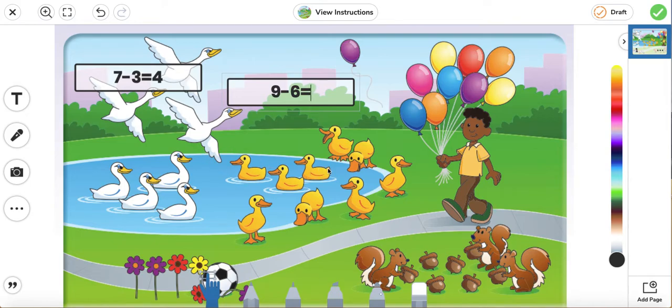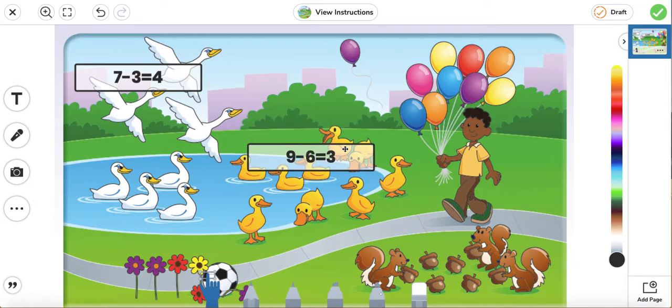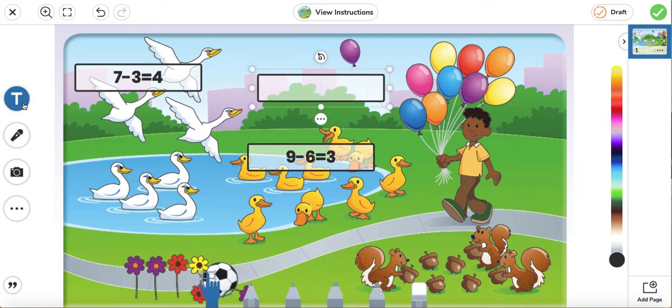1, 2, 3. So there's another subtraction story. Let's look at the balloons. How many do we have in all? 1, 2, 3, 4, 5, 6, 7, 8, 9, 10. I have 10 balloons. And what's happening in the picture?